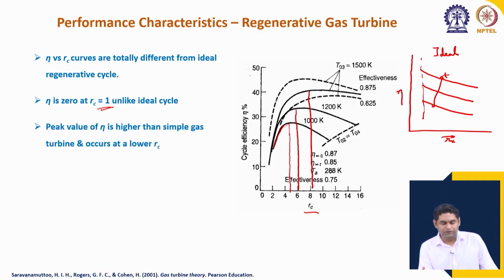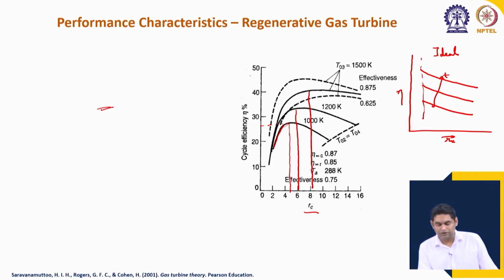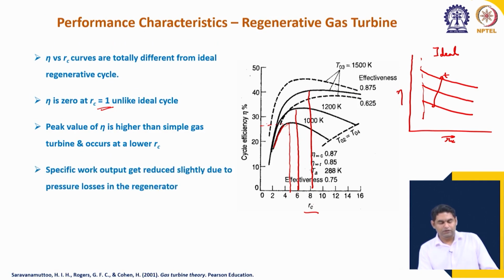Peak value of efficiency is higher than simple gas turbine and occurs at a lower value of RC. So, peak value for example, for 1000 Kelvin will be higher than the peak value here, which is some 22-23%, here it may be 26-27%. Okay. So, peak value is higher than simple gas turbines.